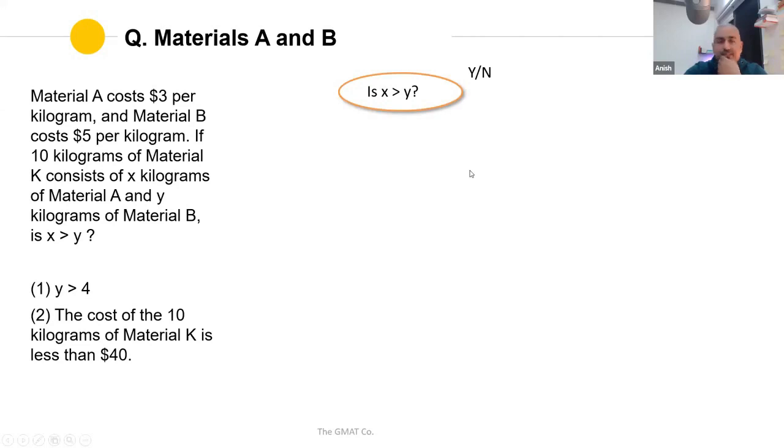All right. It's a yes-no question. I don't care about the exact values of the weights. I care about, is the weight more or not?